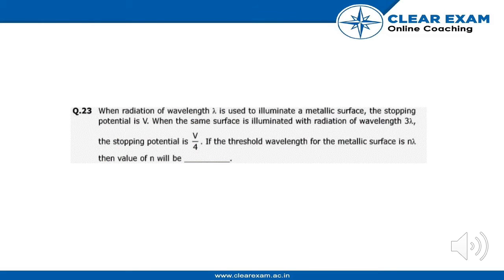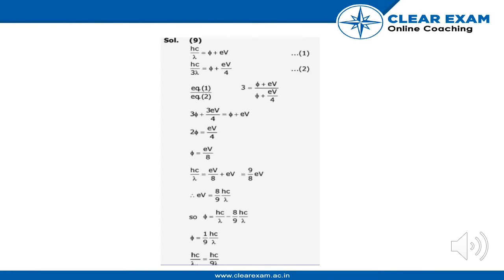so let's move to the solution. So we have hc by lambda is equal to phi plus eV. hc upon 3 lambda is equal to phi plus eV upon 4. So equation 1 upon equation 2 gives us 3 phi is equal to 3 eV upon 4 plus phi plus eV. 2 phi is equal to eV by 4. So we have the value of phi as eV upon 8.